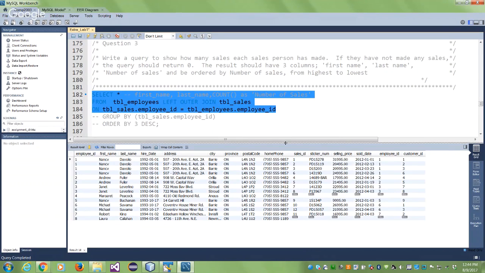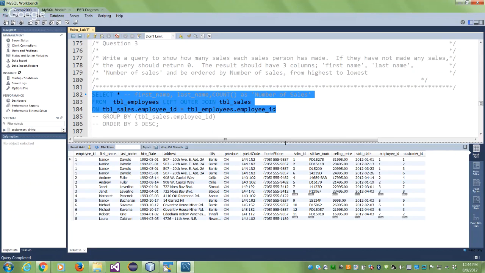What did you do in the count? What is the field name? Just tell me what is the field name in the count. Sales ID. Yeah, so the outer join is working right, but the problem is here when I start grouping it, and I said group it by, what did I say group it by? Employee ID of the sales table.